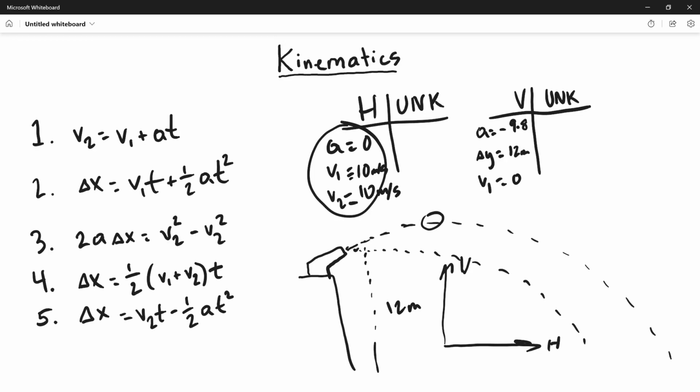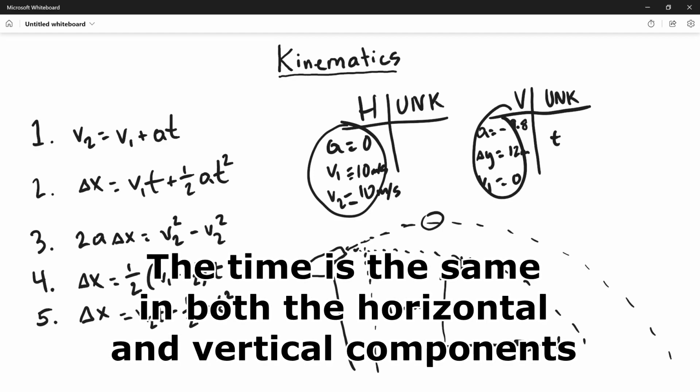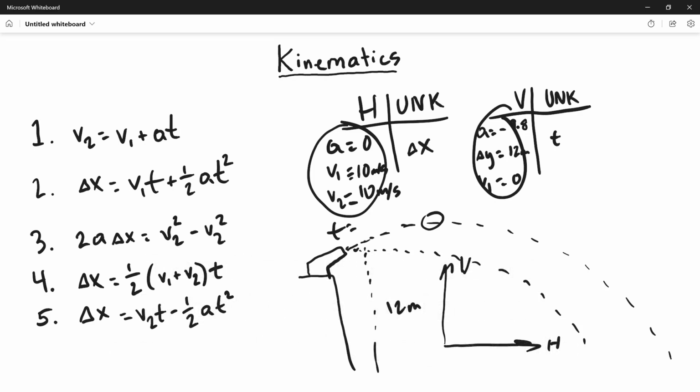So you're going to need something else here, too. Most of the time, you'll have to use this to find the time, and then you'll use the time over here to find the delta x. And that's what most of your two-dimensional problems are going to consist of.